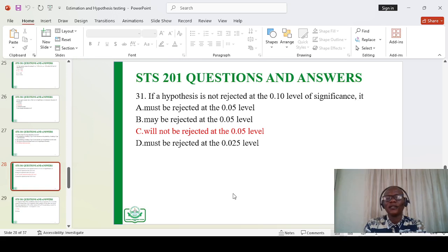If hypothesis is not rejected at 0.10 level of significance, it must be rejected at 0.05 level? No. May be rejected at 0.05 level? No. Will not be rejected at 0.05 level. So C is the correct answer.